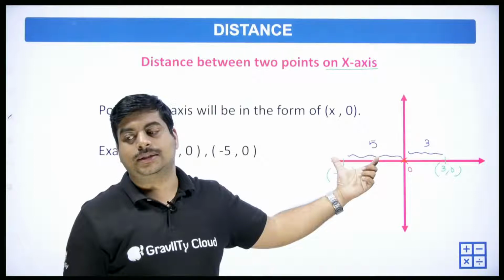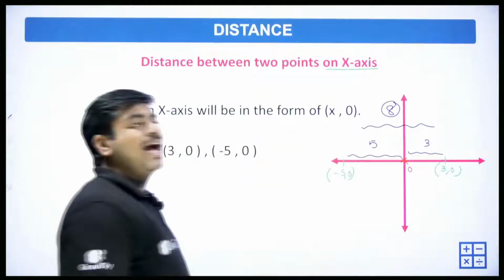So now the distance from this end to this end is 5 plus 3, the total, we have 8 units. The distance between 3 and minus 5 is 8 units. And how do you get this 8 units? If you have x1 comma 0 and x2 comma 0, it is the difference between these 2 numbers, correct? So x1 minus x2 will be the distance between these 2.